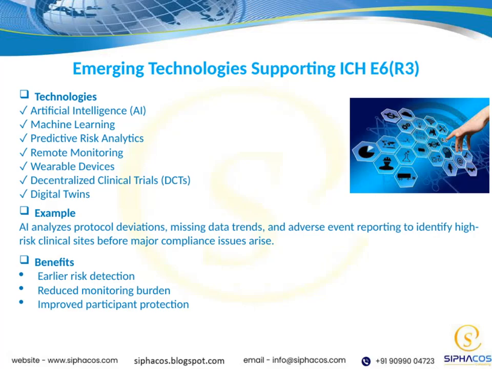Let's look at some emerging technologies that support the ICH E6R3 guidelines. We're talking about tools like artificial intelligence, machine learning, and predictive risk analytics. Add to that remote monitoring, wearable devices, decentralized clinical trials, and digital twins, all working together to transform clinical research. For example, AI can analyze protocol deviations and spot trends in missing data or adverse events, helping us identify high-risk sites before big compliance problems show up. The benefits: earlier risk detection, less monitoring workload, and better protection for participants.